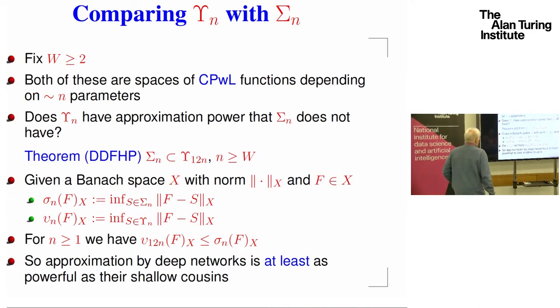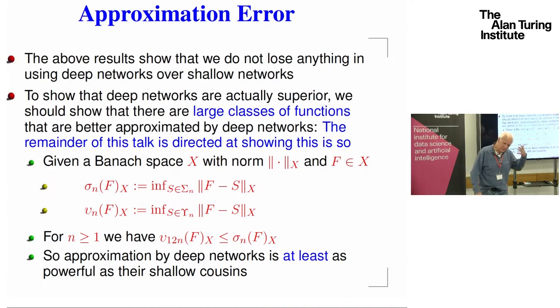And what we've just shown is that this is at least as good as this. So that's not anything to write home about and be excited about. But it shows that you at least don't lose anything, in terms of the number of parameters, if you use deep neural networks rather than piecewise linears. But we want to see that you gain something. It'd be good to know if you gain something.